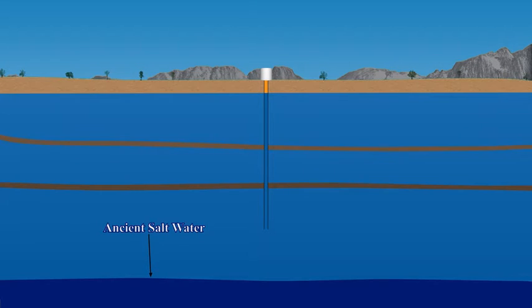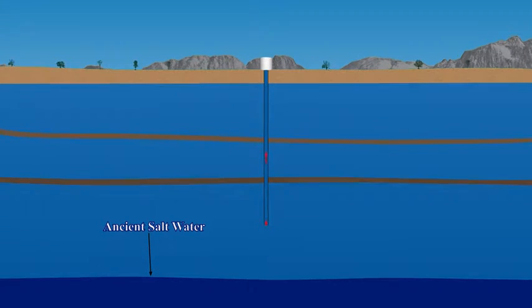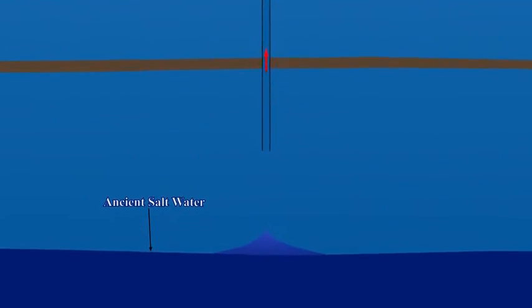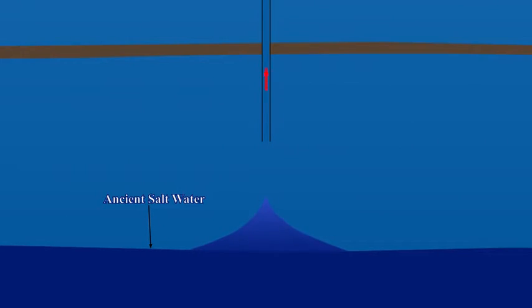Some of these aquifers contain ancient saltwater trapped deep underground. Drawing down deep aquifers can result in migration of this ancient trapped saltwater into parts of the aquifer that previously contained fresh water, causing a decline in water quality.